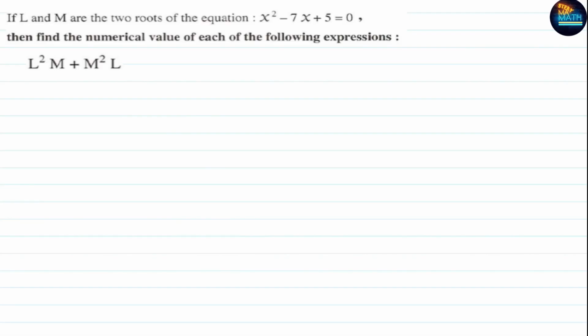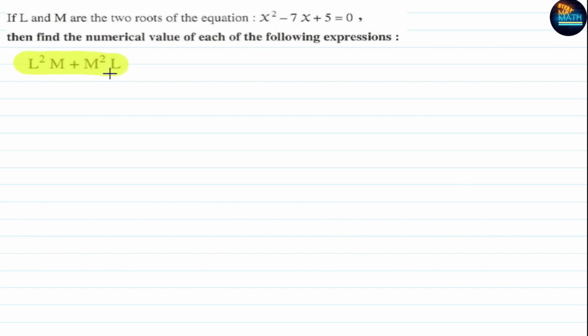If L and M are two roots of the equation x squared minus 7x plus 5 is equal to 0, then find the numerical value of L squared M plus M squared L. Now you can factor the equation. You can factor x squared minus 7x plus 5 is equal to 0 and get the two roots, and then plug in the numerical values into the expression L squared M plus M squared L.